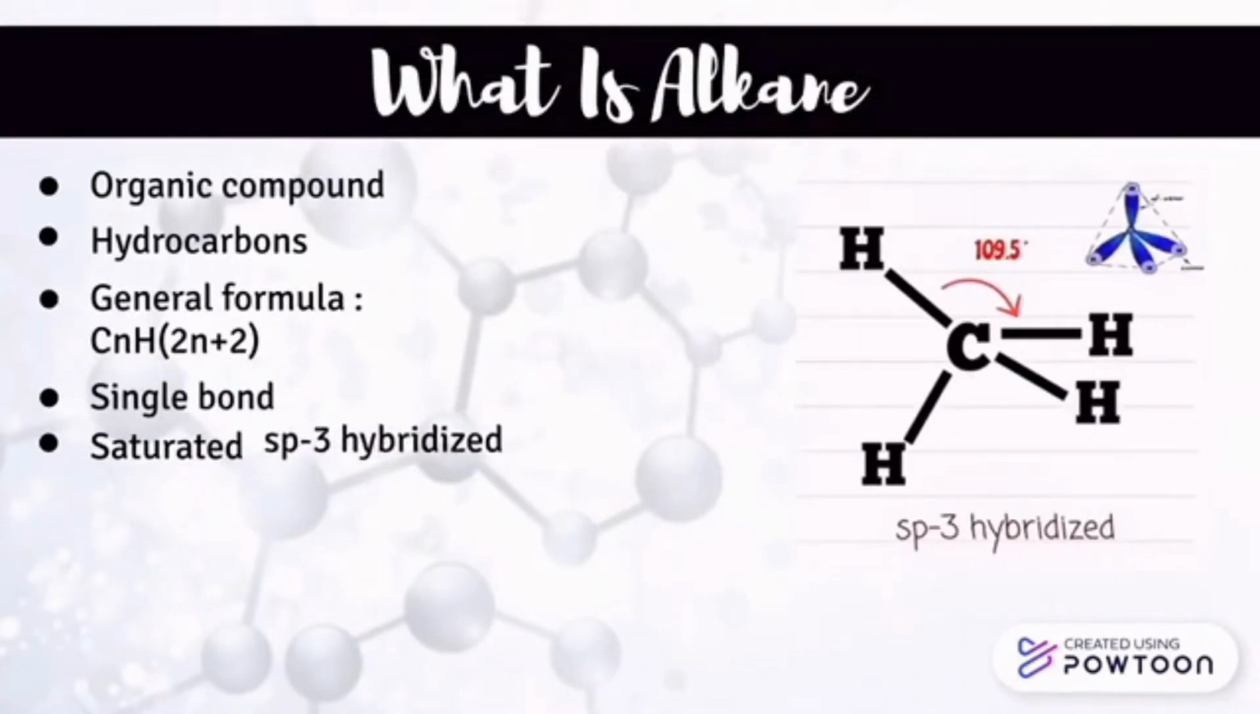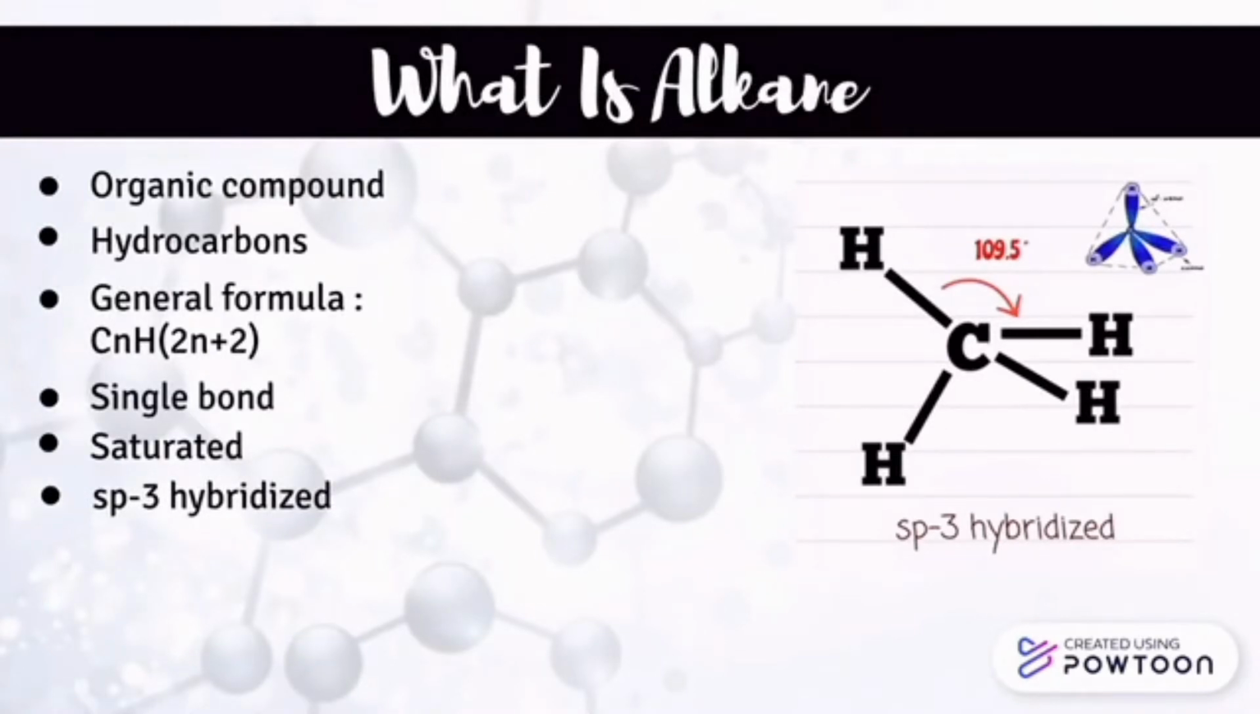Alkane can be assumed as sp3 hybridized because it is formed by 4 hybrid orbitals that are oriented at 109.5-degree angles to each other. It is composed of 1 s orbital and 3 p orbitals.